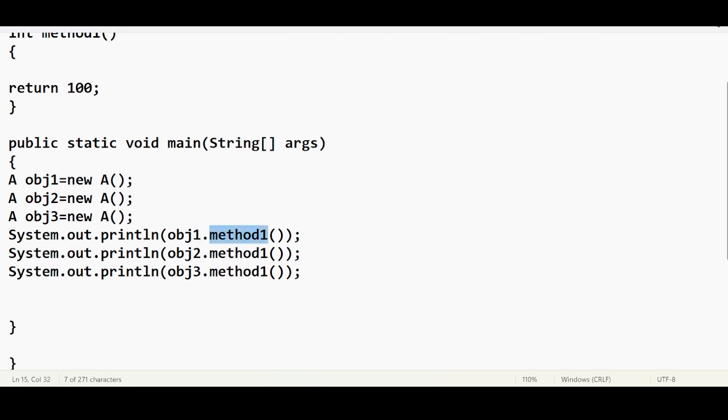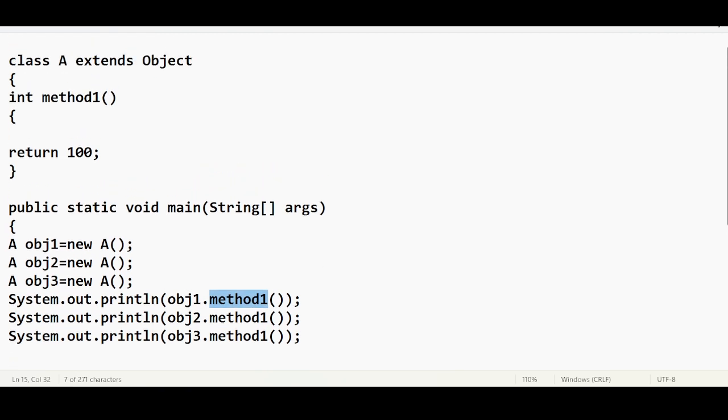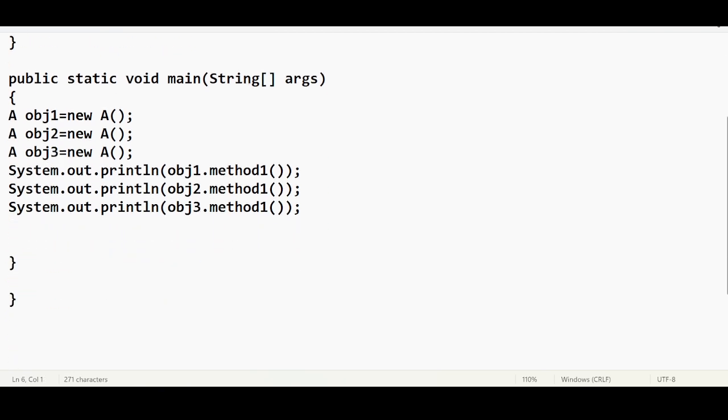See, obj1 dot method 1. Okay, this is obj1. With this reference variable, we are calling what? Method 1. Okay, the control will look for the method 1. Method 1 is already there. Okay, so let me explain this to you.